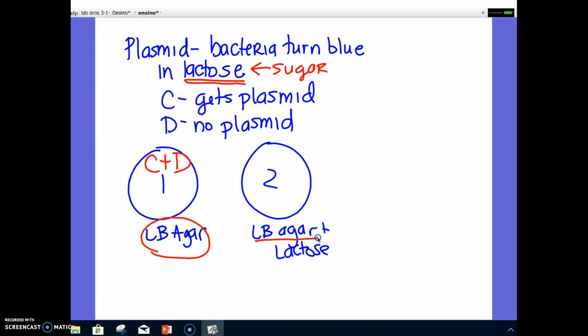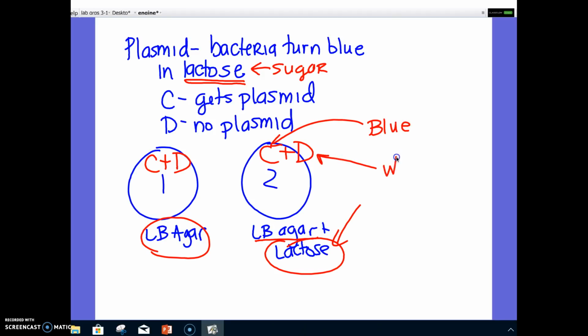And now, LB agar plus the addition of lactose. Now, this one's kind of a trick question. Your answer is both of them would grow. Again, why? Because lactose doesn't kill bacteria. They would both grow, but the ones that received the plasmid would be blue. The ones that did not receive the plasmid would just be plain old white bacteria.